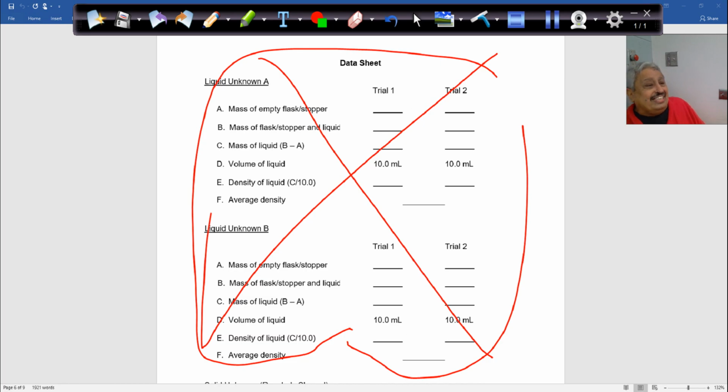And I doubt that you will have time for that, because you have to do 2 trials. See here, those are trial 1, trial 2, and 2 unknown liquids. I don't think so, unless you are running fast and your data are not correct. So this one here, just skip it. Don't add it to your data inside your lab report, correct? So any question about this?